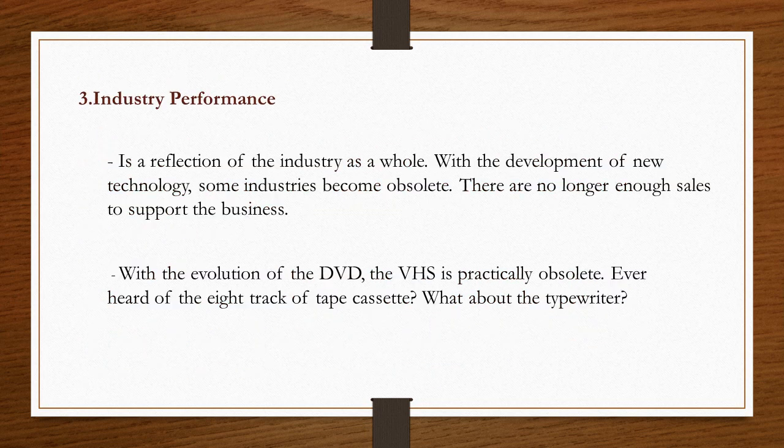And then, number three is industry performance. When we say industry performance, it is a reflection of the industry as a whole. With the development of new technology, some industries become obsolete. There are no longer enough sales to support the business. With the evolution of DVDs, VHS is practically obsolete. Ever heard of the 8-track or cassette tapes? What about the typewriter?